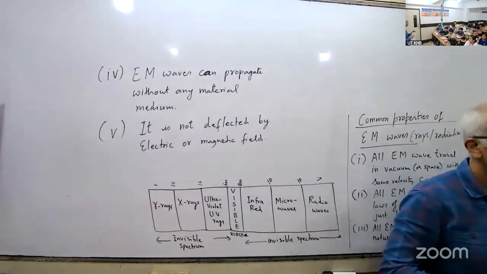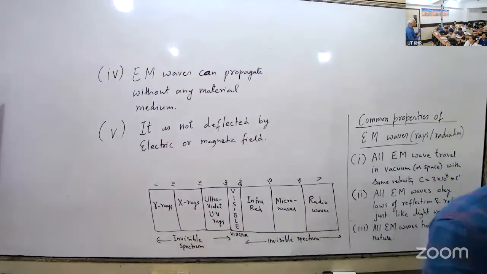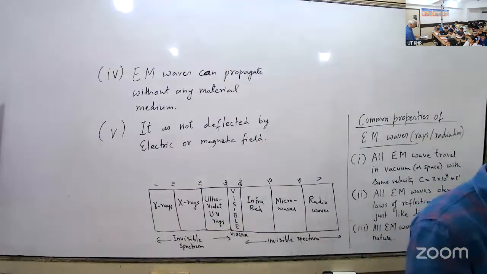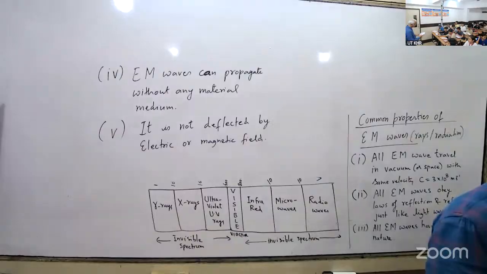So mostly, whenever gamma ray falls on a zinc sulfide screen, ZnS, it creates a fluorescent spot. Those are gamma ray detectors, gamma ray sensors. With the help of that we can do it.